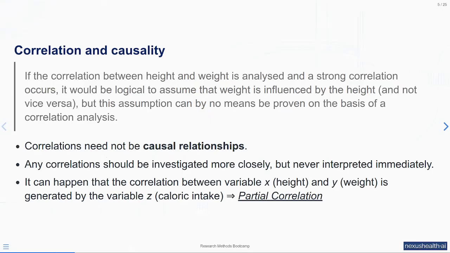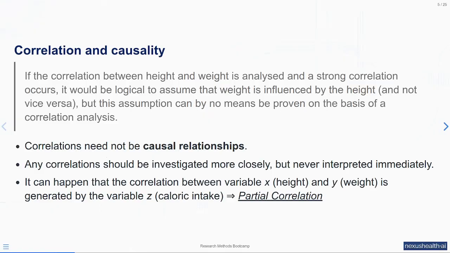If the correlation between height and weight is analyzed and a strong correlation occurs, it would be logical to assume that weight is influenced by height and not vice versa. But this assumption can by no means be proven on the basis of a correlation analysis. It therefore means that any time we find a correlation, it does not necessarily mean that it is causal. So if there's a correlation between weight and height, it does not mean that weight is what is causing height.